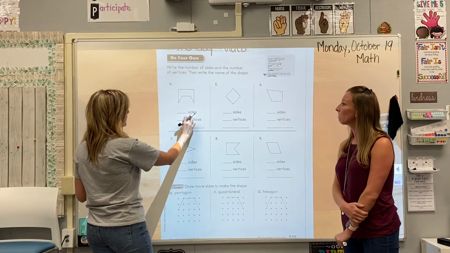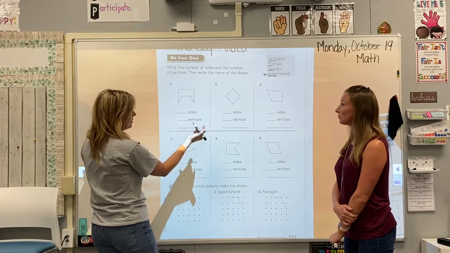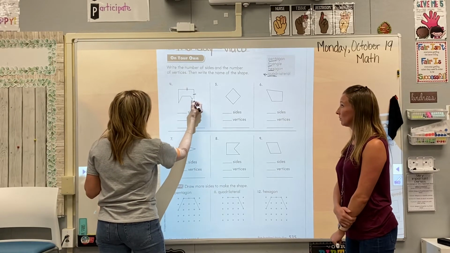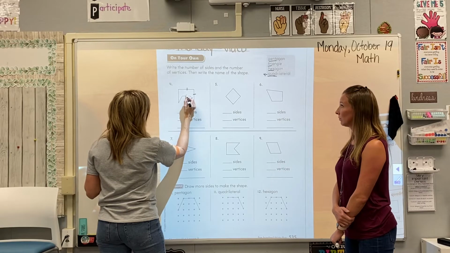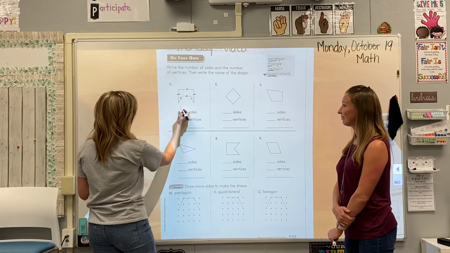First thing we need to do is, we don't know the name until we know the sides and vertices. So I'm going to start by counting the sides. That's easiest. Okay. I'm going to put a line: 1, 2, 3, 4, 5, 6 sides.